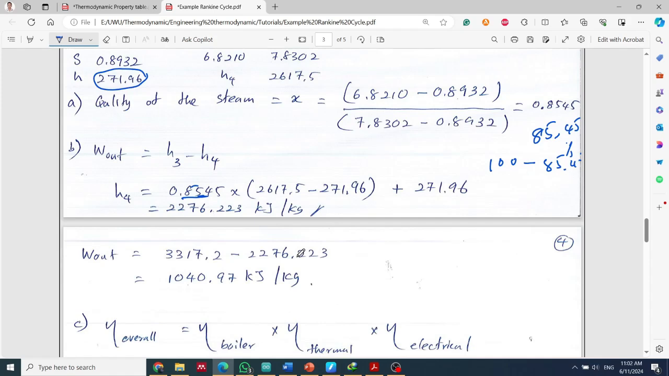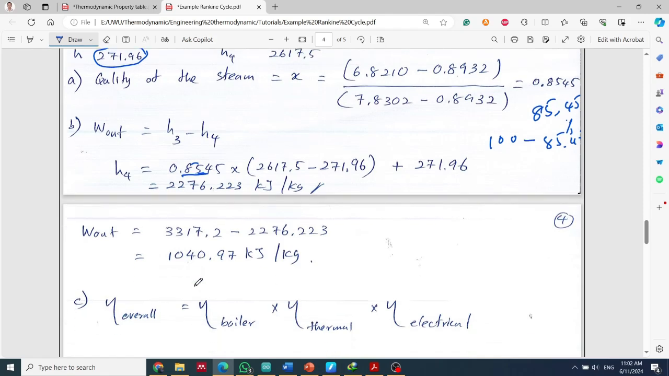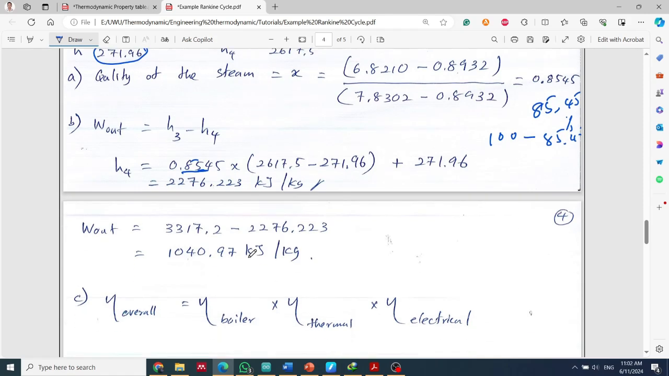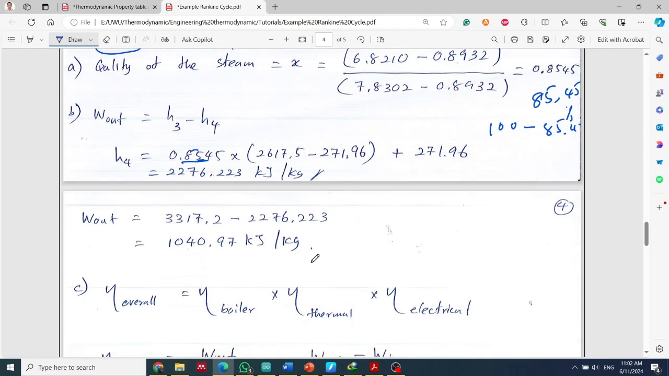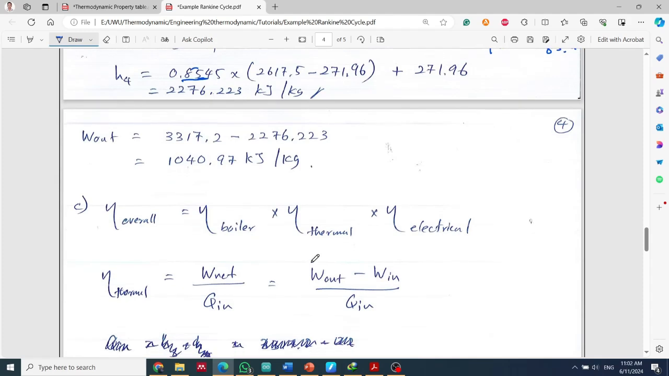So we have figured out H3 and at the same time H4. Therefore we can write W out equal to H3 minus H4, which becomes 1040.97 kilojoule per kilogram, right? Okay, that's part B.